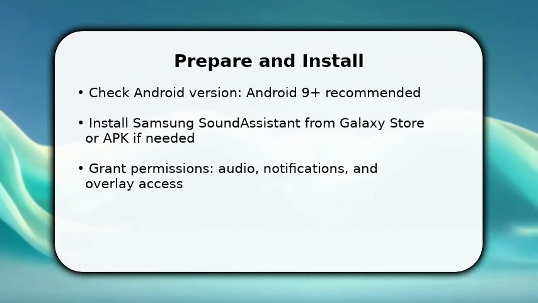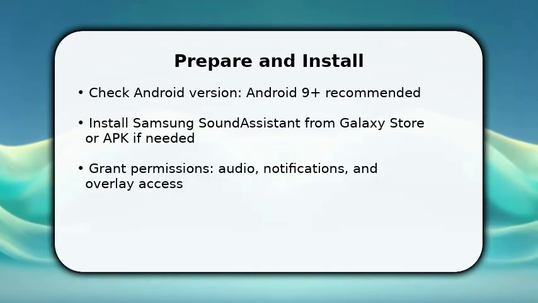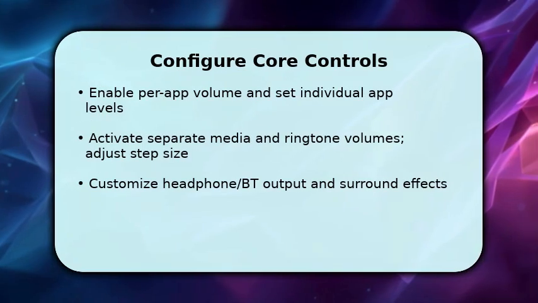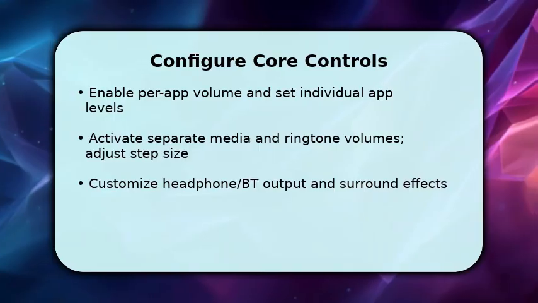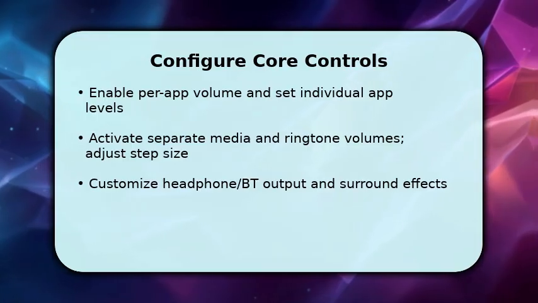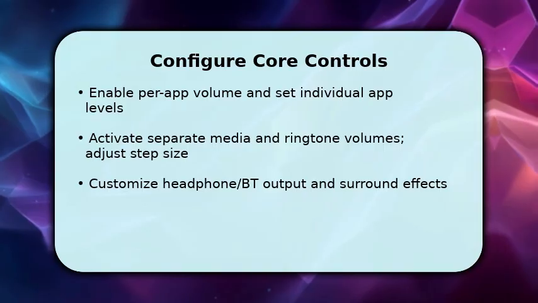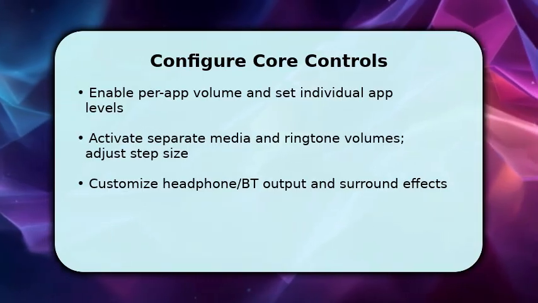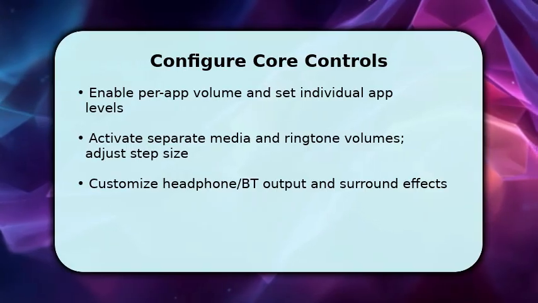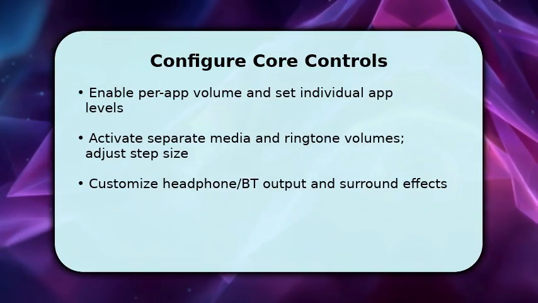Now that permissions are set, proceed to basic configuration to shape how sound behaves. You'll configure the main controls next. First, enable per-app volume so individual apps don't fight for loudness. Set each app's level while they play to hear the effect immediately. Then separate media and ringtone volumes and change the volume step size to larger or smaller increments. This makes precise adjustments quicker.